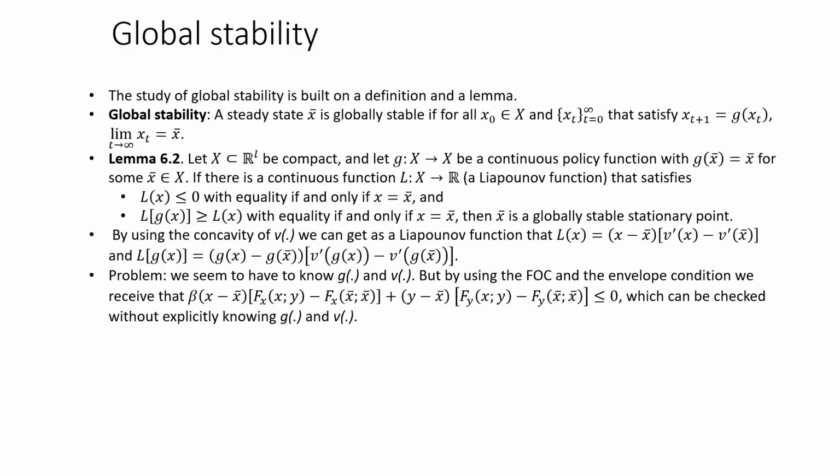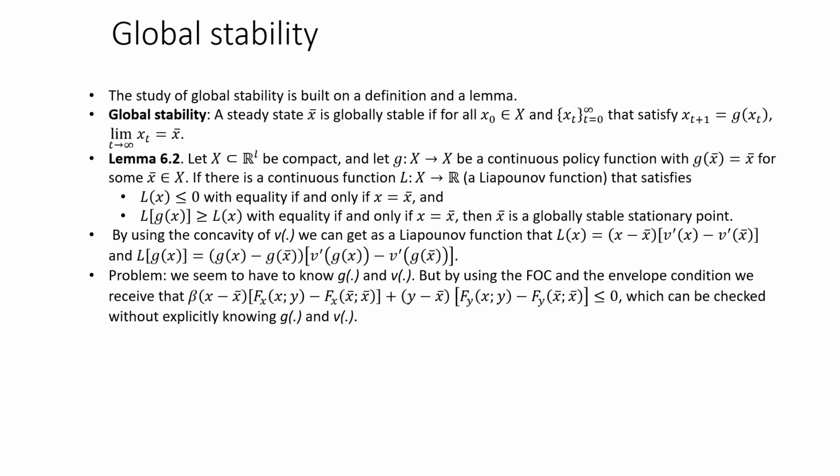And last but not least, a few thoughts about the global stability of dynamic economic problems. The study of global stability is based on a simple definition and a lemma. The definition of global stability is very simple. If we have a dynamic optimization problem with a linear or nonlinear policy function, for all the sequences that satisfy the policy equation, as t approaches infinity, xt must approach the steady state. If this condition holds, then we can say that the steady state we found is globally stable.